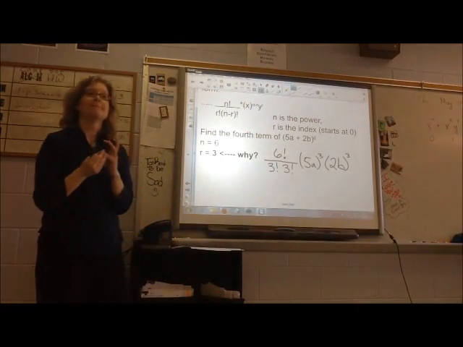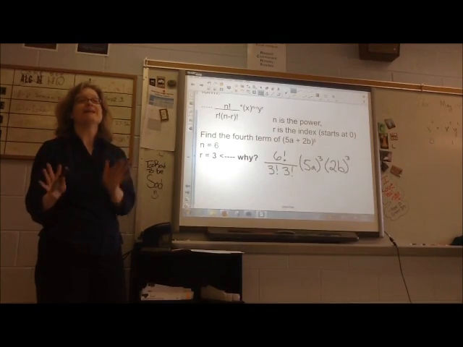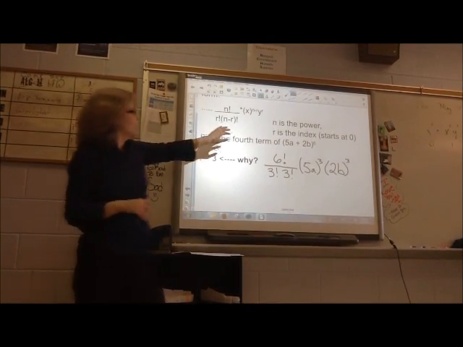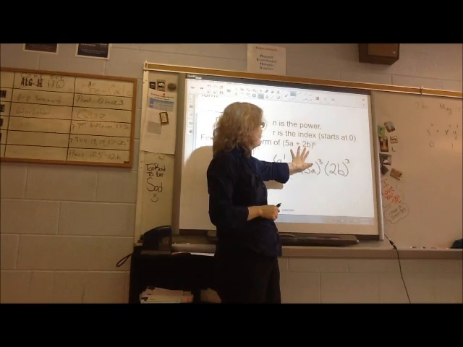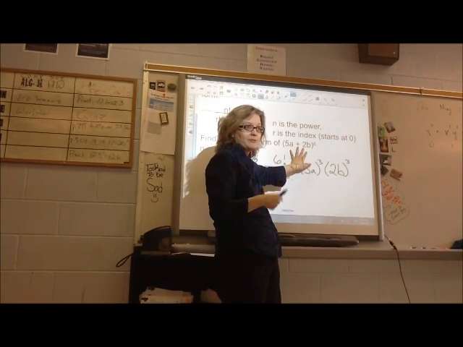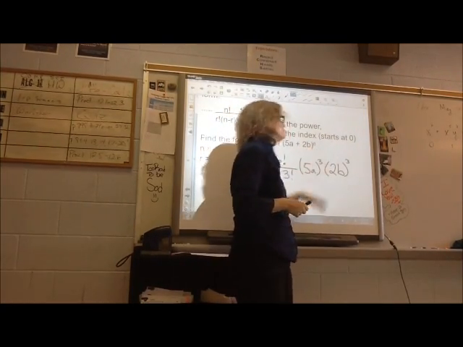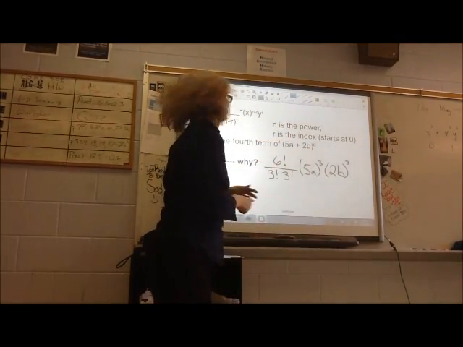I'm super confused as to what we're doing. Last week, we are finding if you multiplied 5a plus 2b by itself several times, right? It's the second one, right? It's the second problem, yes. Okay, that just confused me. Okay, we're on the second problem.